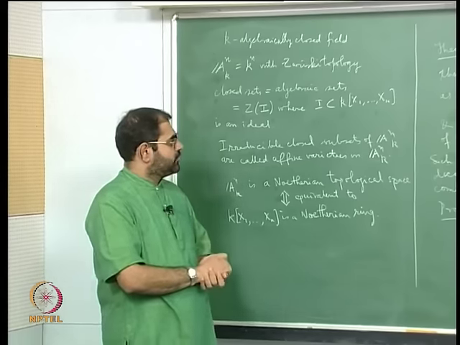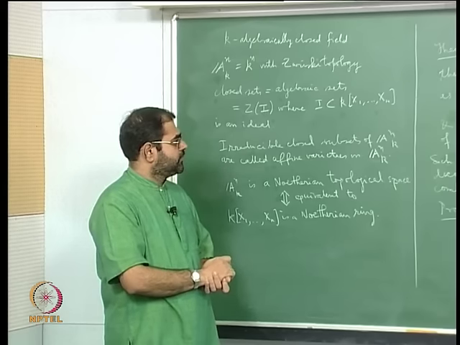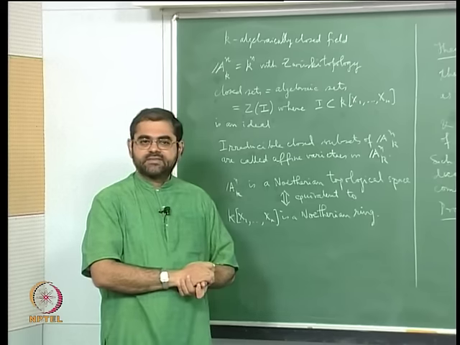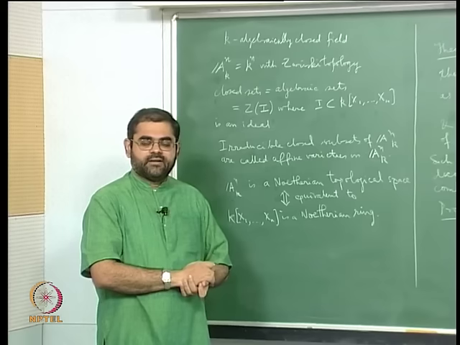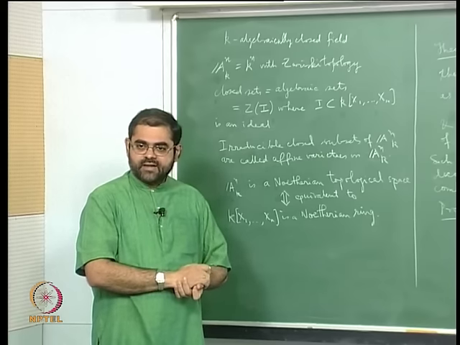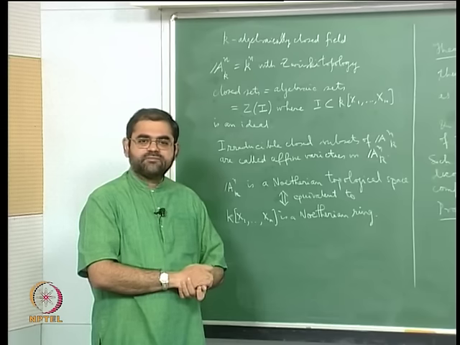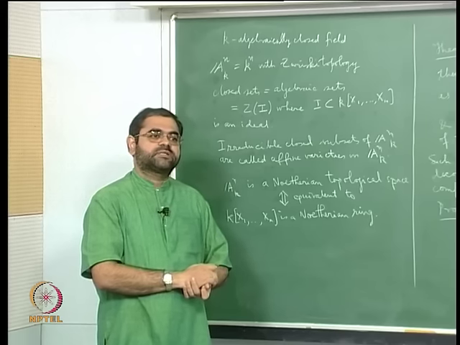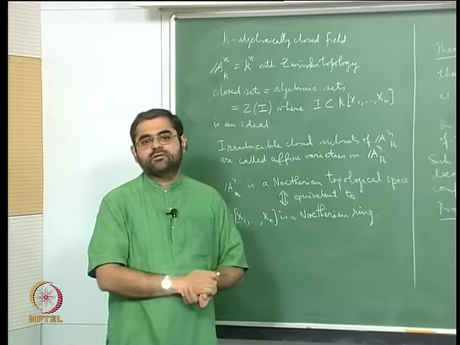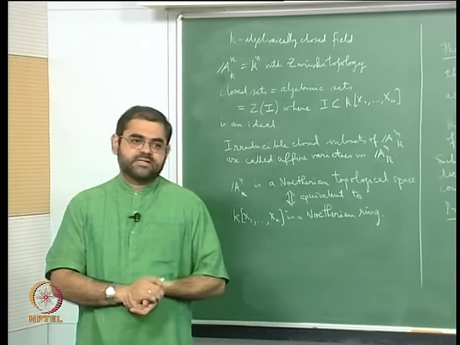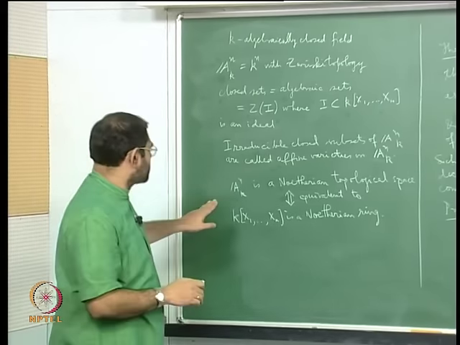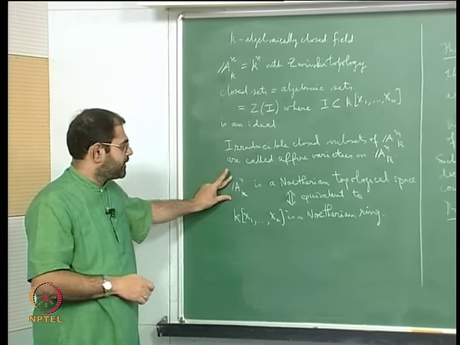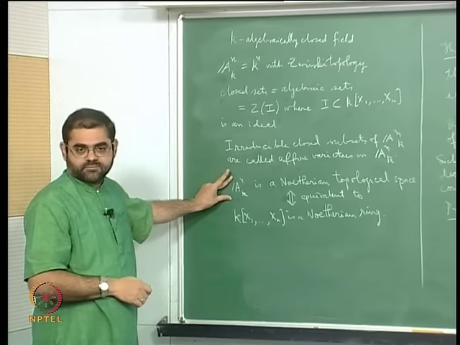So DCC for closed sets is the same as ACC for open subsets, and DCC for closed subsets is the same as saying that any non-empty family of closed subsets has a minimal element, and that's equivalent to saying that any non-empty family of open subsets has a maximal element. So these are all various avatars of the definition of the Noetherianness of a topological space.